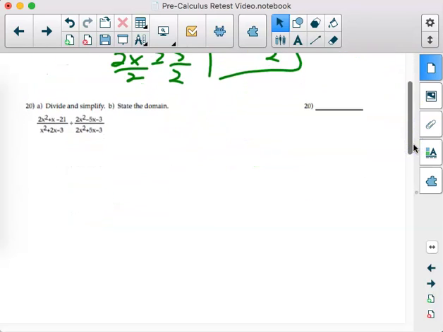Number 20. Got a lot of work to do for number 20, but basically the steps are what's going to be incredibly important on this one. So the first thing that you do is factor.